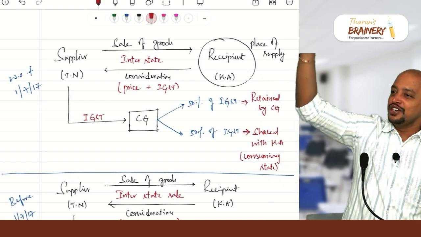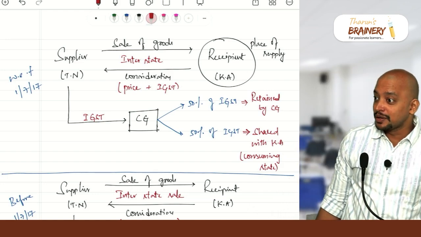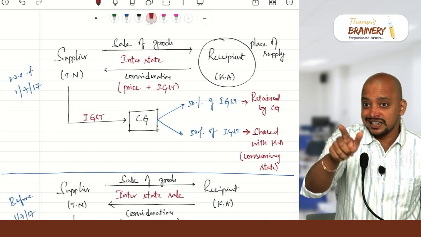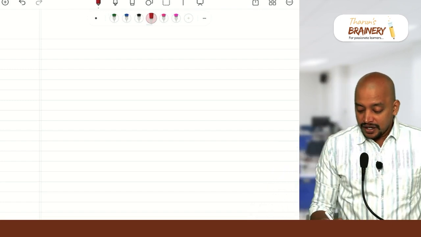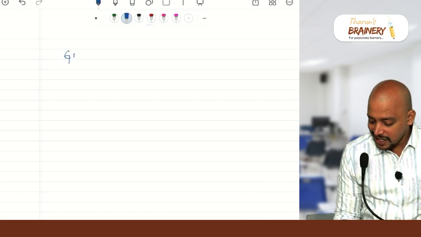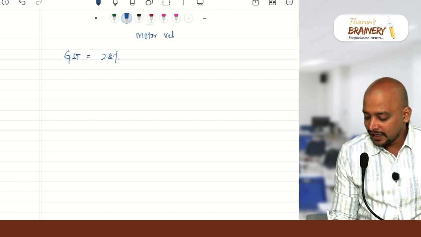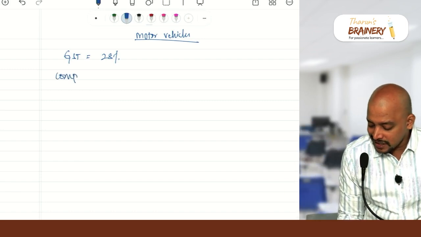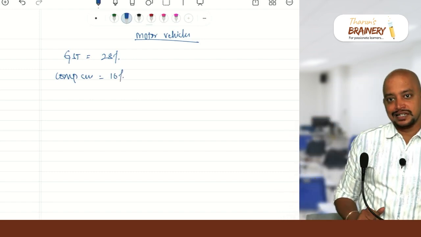You give. Already we are giving you some 50%. From that you give. No, you are not giving from that, but you are taking it from the people. And the ill effect of this compensation cess is what you know. They levied a compensation cess of 16%. See this. GST is 28% on motor vehicles. On motor vehicles, the GST rate is 28 here. Compensation cess is 16%.